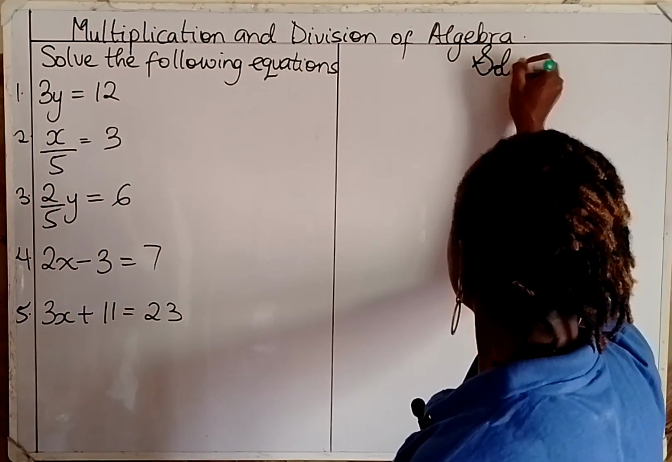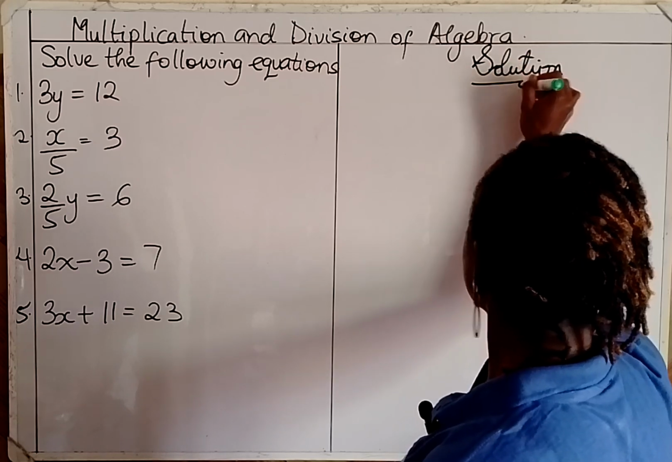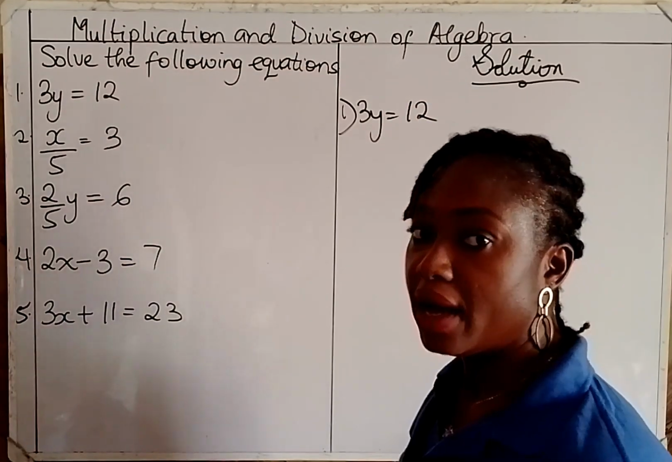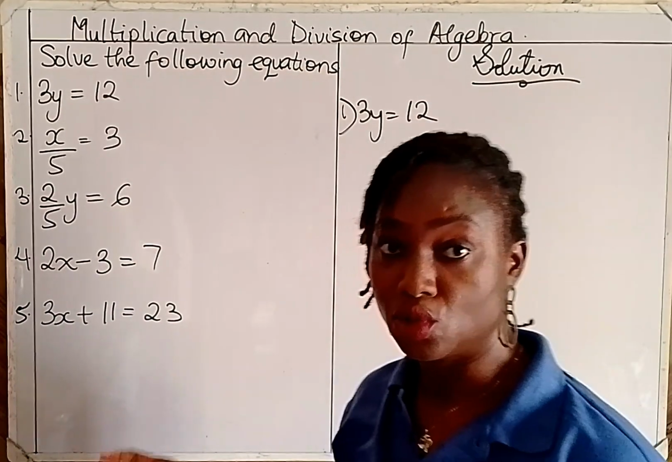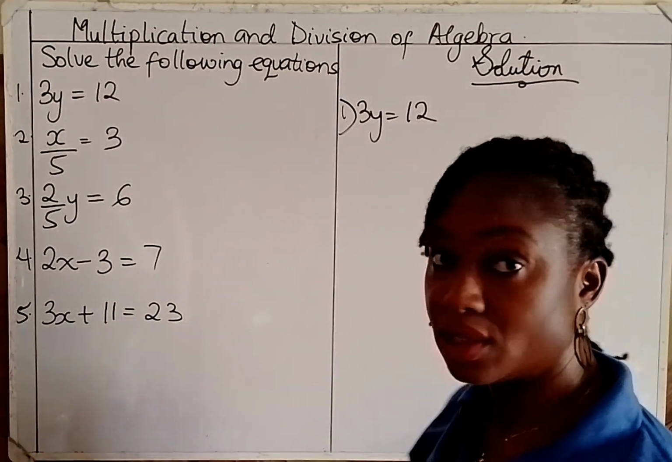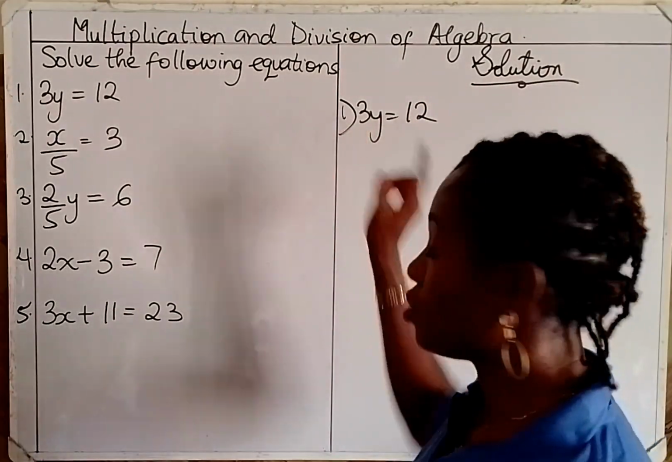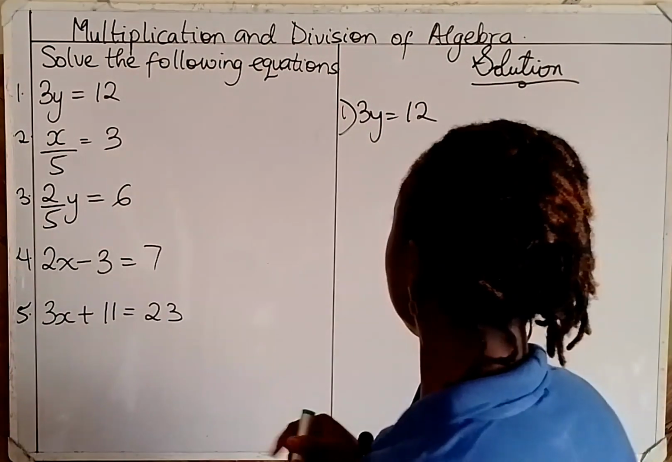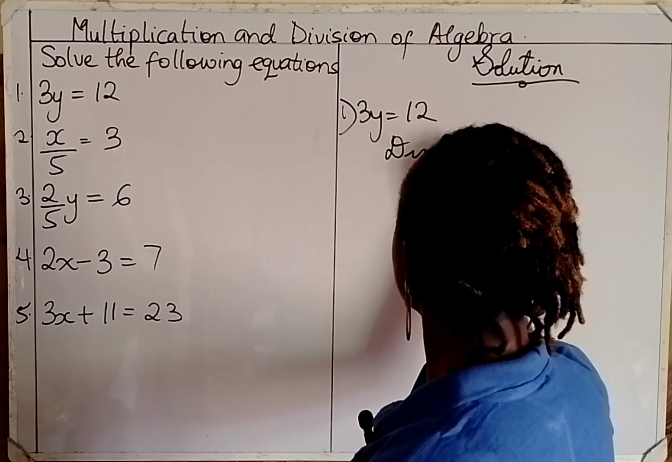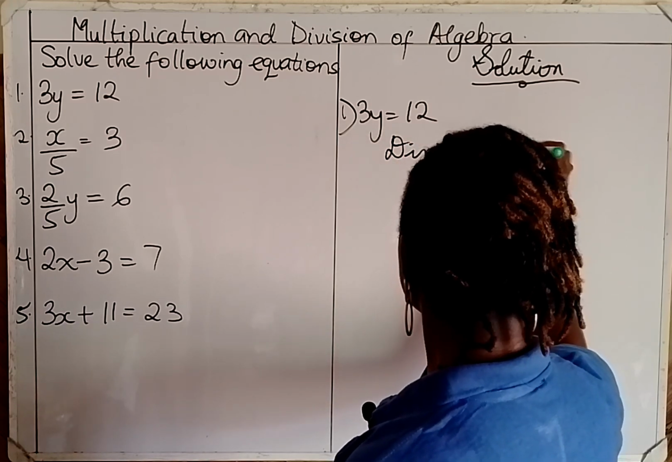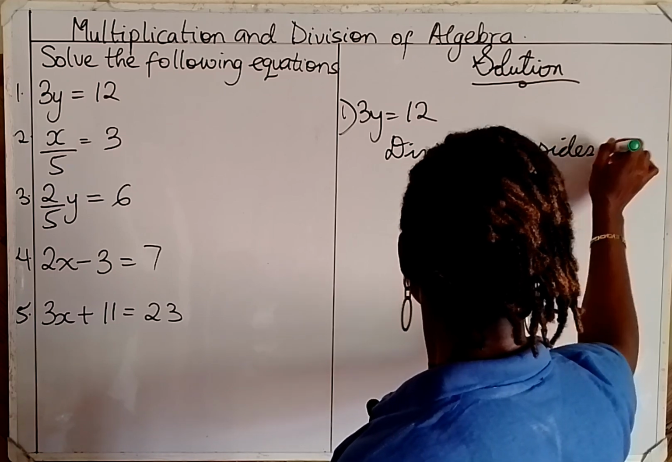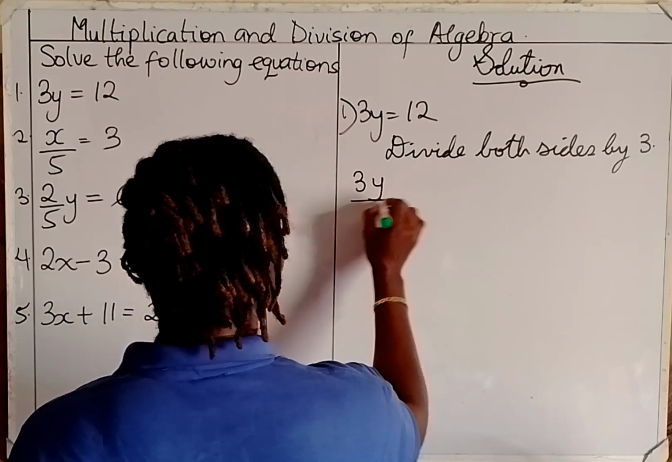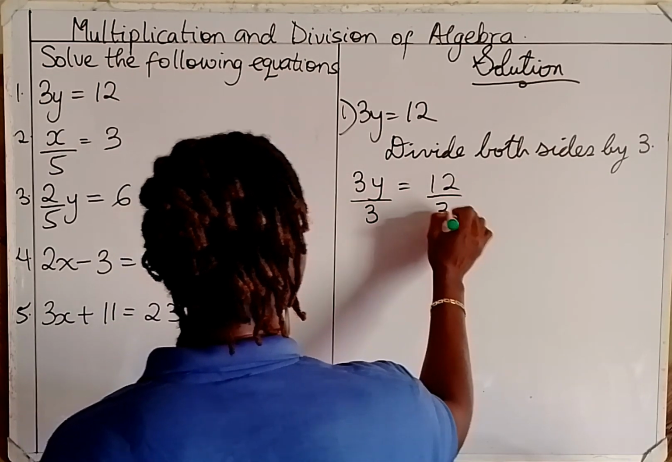Solution. Question 1 says 3y equals 12. Now, how do we get y to stand alone? First of all, we're going to look at the coefficient of y, which is 3. How do we get 3 out of there? We have to divide both sides by 3. So we have 3y divided by 3 equals 12 divided by 3.